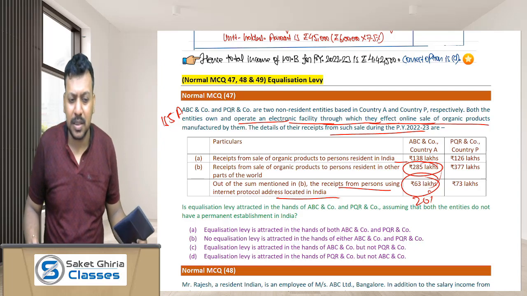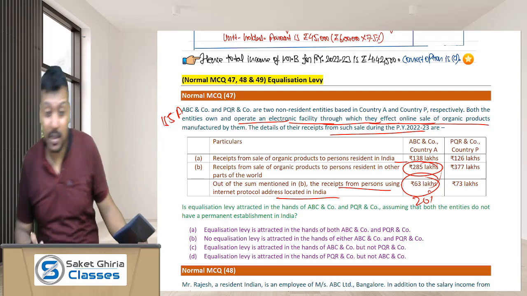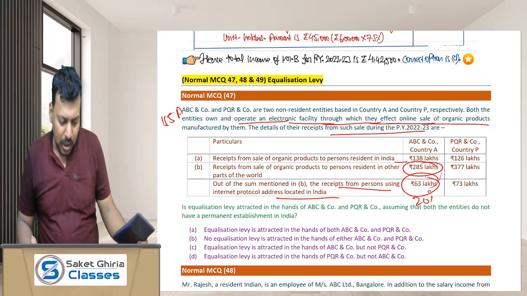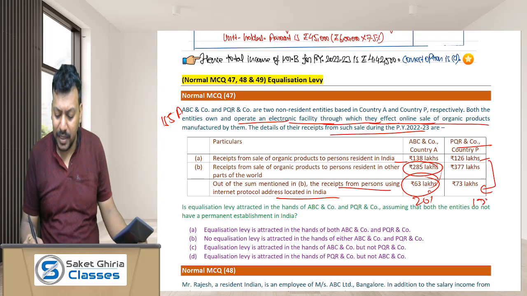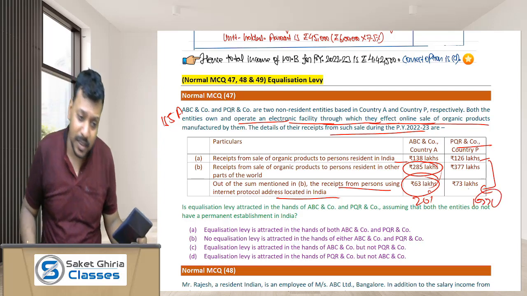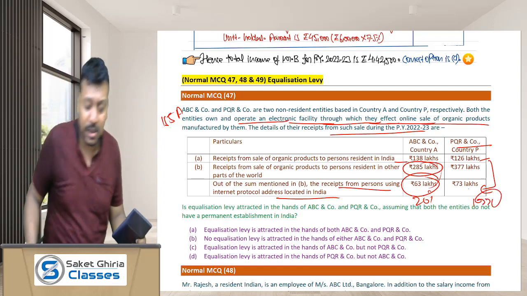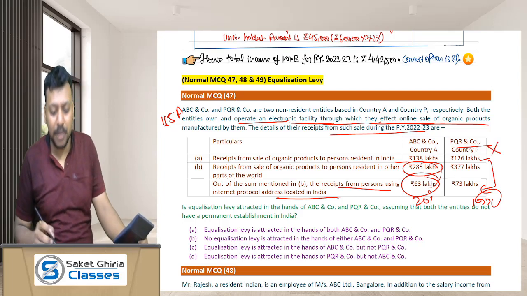So equalization levy under section 165A attracted on ABC and company, provided ABC and company do not have a PE in India where the goods being sold are effectively connected to the PE. Okay, if you talk about PQR and company, 126 lakh plus 73 lakh, it comes to 199 lakh. So PQR and company do not satisfy the condition of 165A equalization levy. So equalization levy is not attracted in case of PQR.